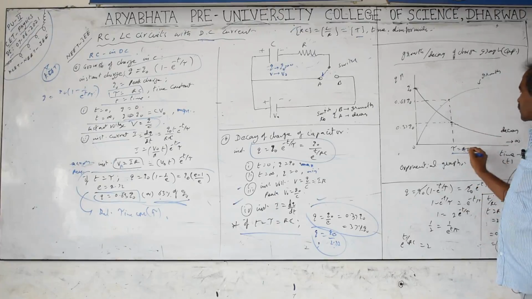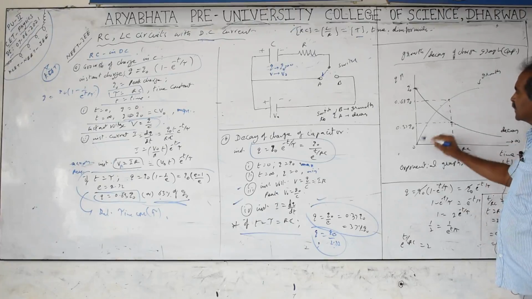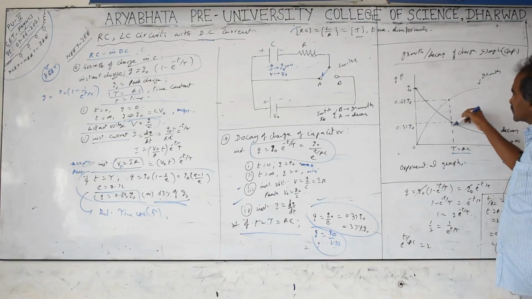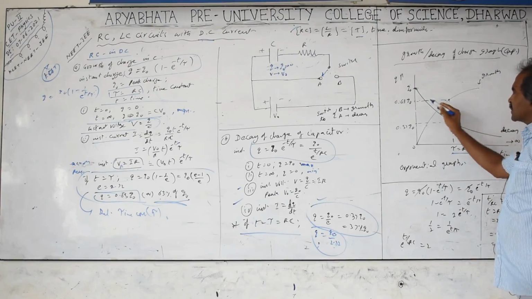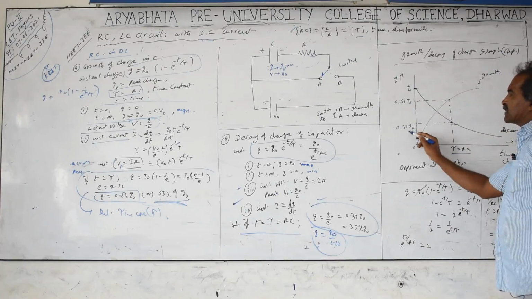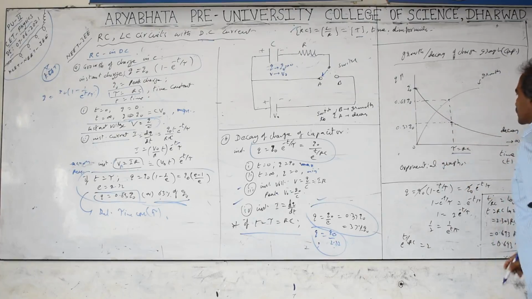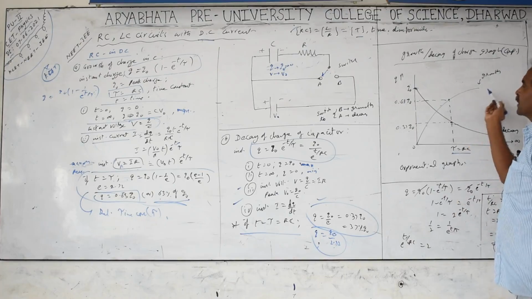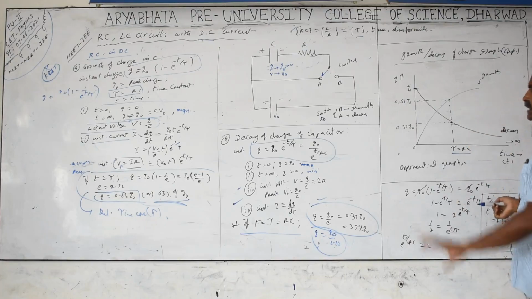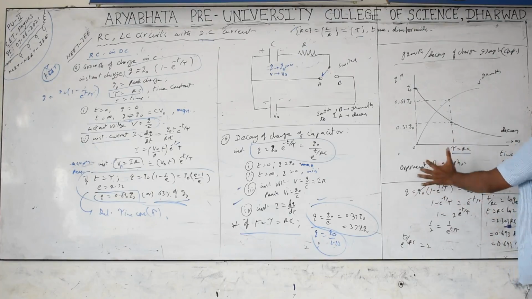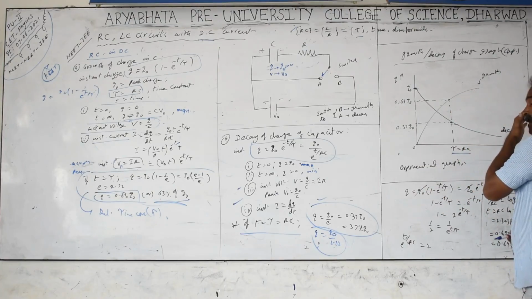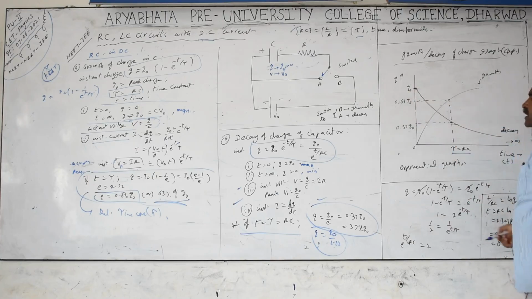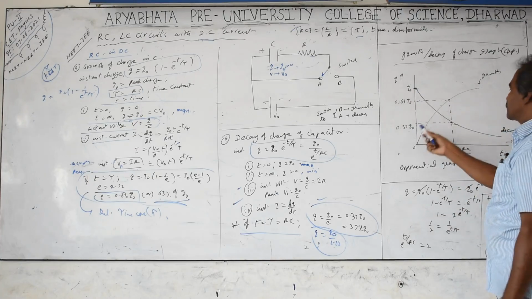When time t equals tau equals RC, during growth the charge increases from 0 to 63% of Q naught. During decay, after the same time constant tau equal to RC, the charge decreases from maximum to 37% of Q naught. So in the case of growth and in the case of decay, the time constant has different definitions. In growth, the time constant is the time taken for the charge to increase from 0 to 63% of Q naught, while in decay, it is the time taken by the charge to decrease from maximum to 37% of the charge.